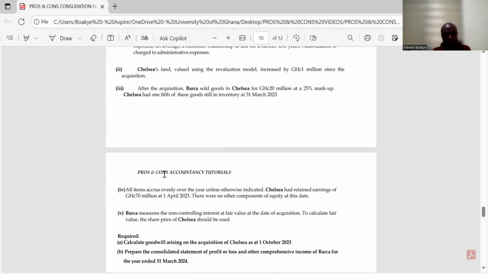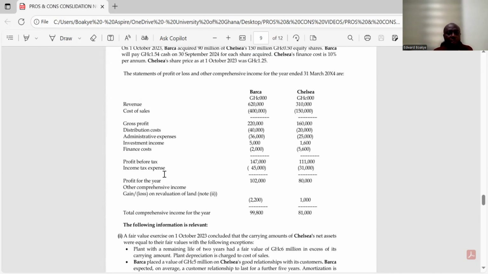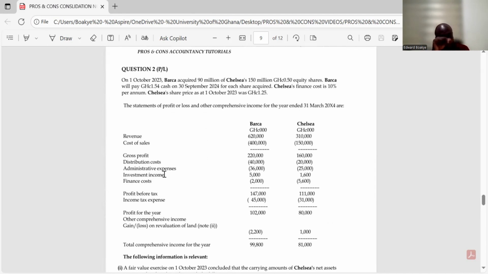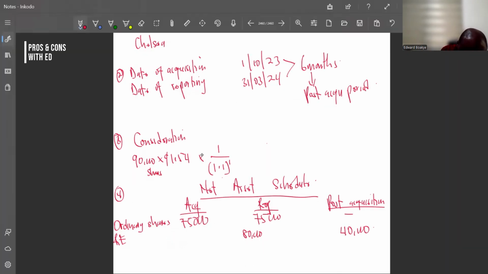So let's be careful here. You purchased me on 1st October 2023. But the question is saying that even as at 1st April 2023, I had 70,000 before you came. So at the end of the day, it means that even before you came, I had 70 million there. So that 70,000 was waiting for you, was there even before you came for that year.